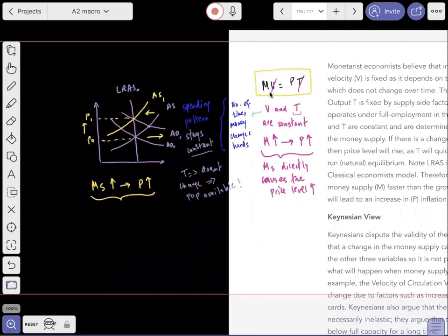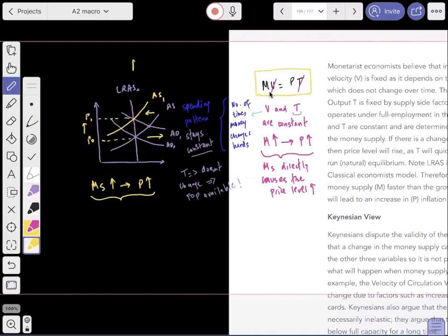T is the quantity, the total output that is out there. That T depends on your factors of production, your land, labor, capital, enterprise, and those don't really change over time too much, so T, or quantity, will not change. And this diagram, by the way, is not supposed to be discussed here. This diagram is the classical view.